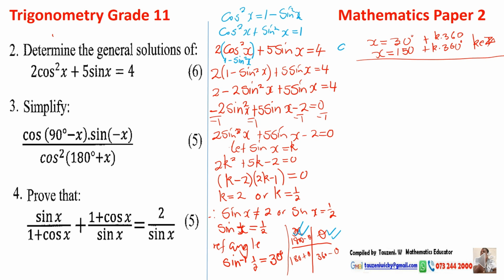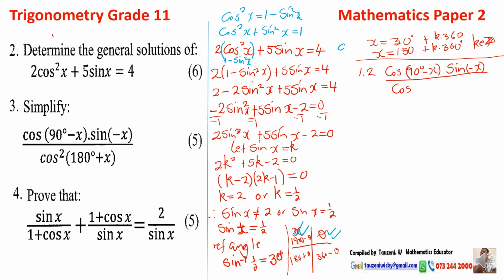Then we simplify our equation to standard form. After simplifying to standard form, we apply the quadratic formula or we factorize the equation or we use the completion of the square. Any method that you are comfortable with can be applied. Then you simplify the resulting equation to simplest form and then you can get your solutions. This is a very common type of question in grade 11, general solutions.